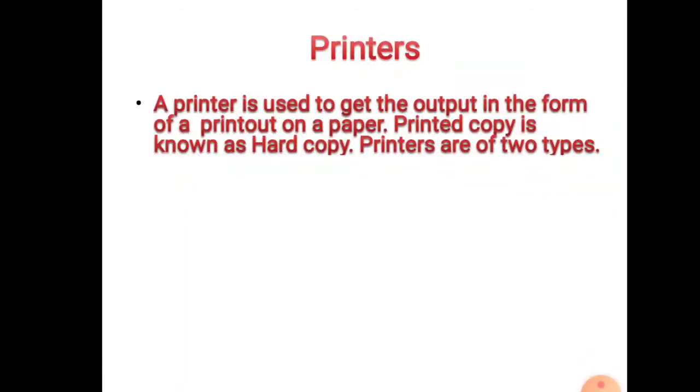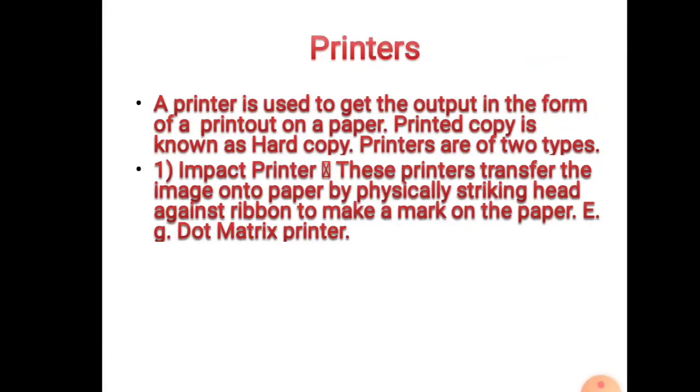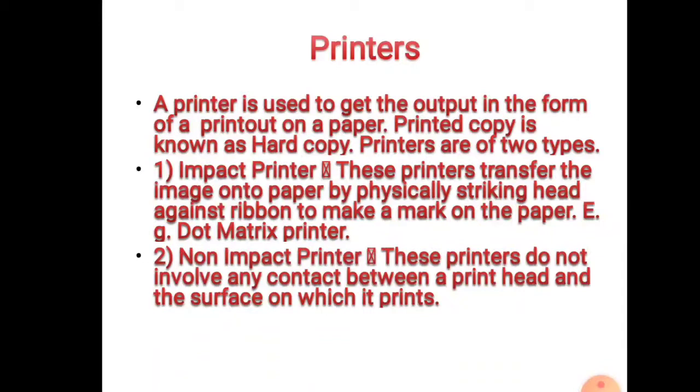Okay, so like this there are different types of monitor. Now the next part we will see is printers. A printer gives us a hard copy. A printer is used to get the output in the form of a printout on paper. A printed copy is known as a hard copy. There are two different types of printer. One is impact printer, another one is non-impact. Impact means direct contact, non-impact means indirect contact with paper.